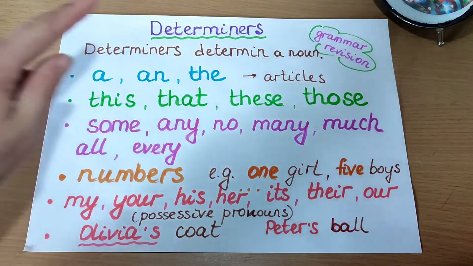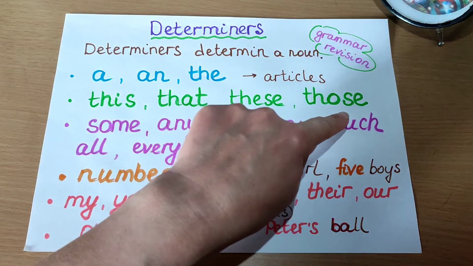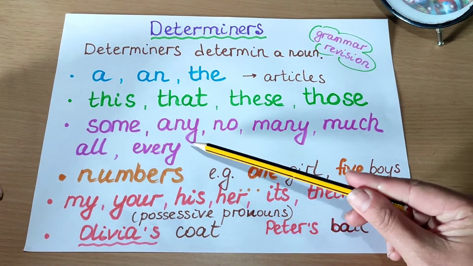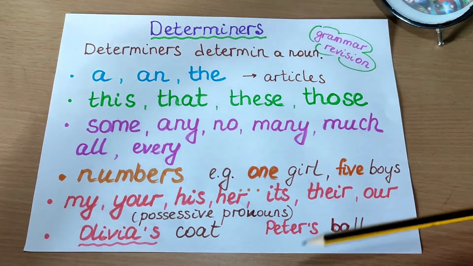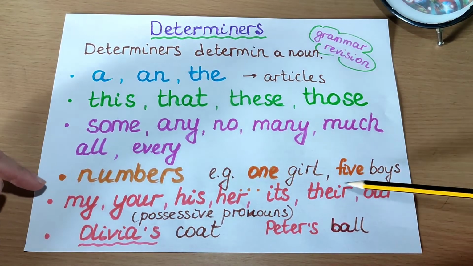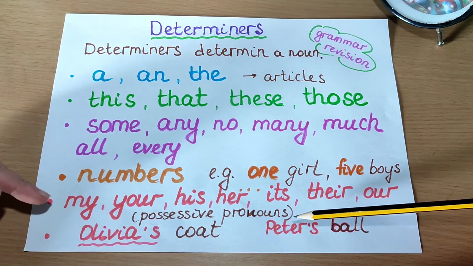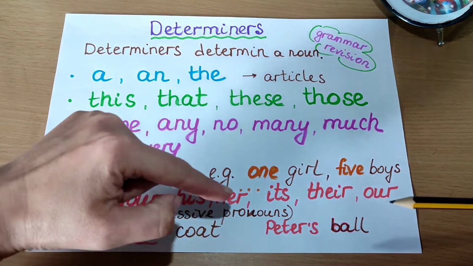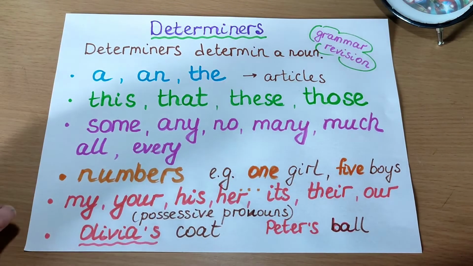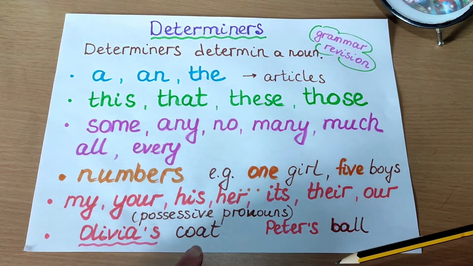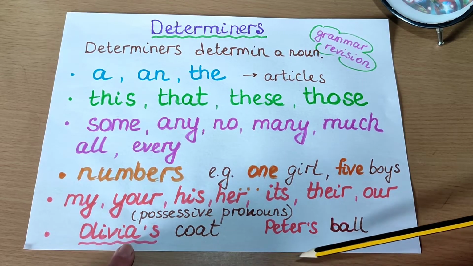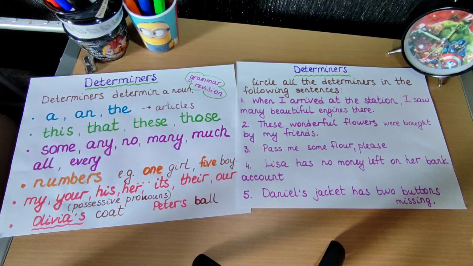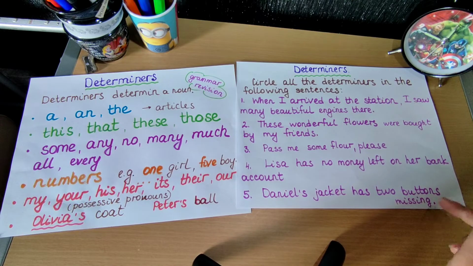A, an, the, this, that, these, those, some, any, no, many, much, all, every. There are more, but just learn these for now. Numbers, any numbers. Then possessive pronouns, my, your, his, her, its, their, our. And someone's name with an apostrophe, so something belonging to someone, that could be a determiner as well. These are the type of questions you might have in your SATs papers.